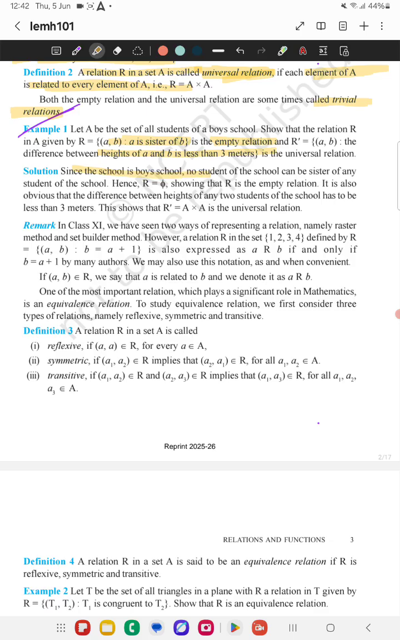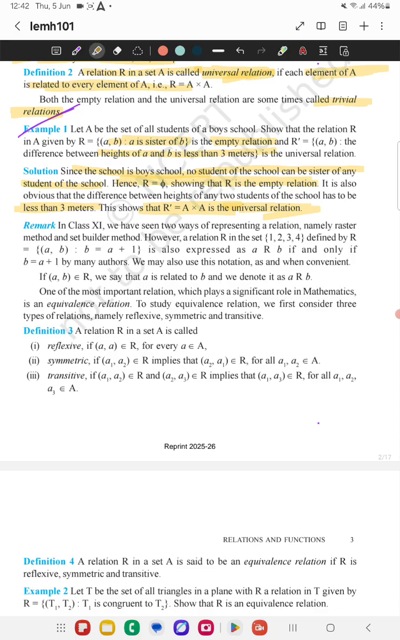Solution: since the school is a boys school, no student of the school can be a sister of any student of the school. Hence R is equal to phi, showing that it is an empty relation. And it is also obvious that the difference between the heights of any two students of the school has to be less than 3 meters, and this shows that R dash is equal to A cross A, the universal relation.